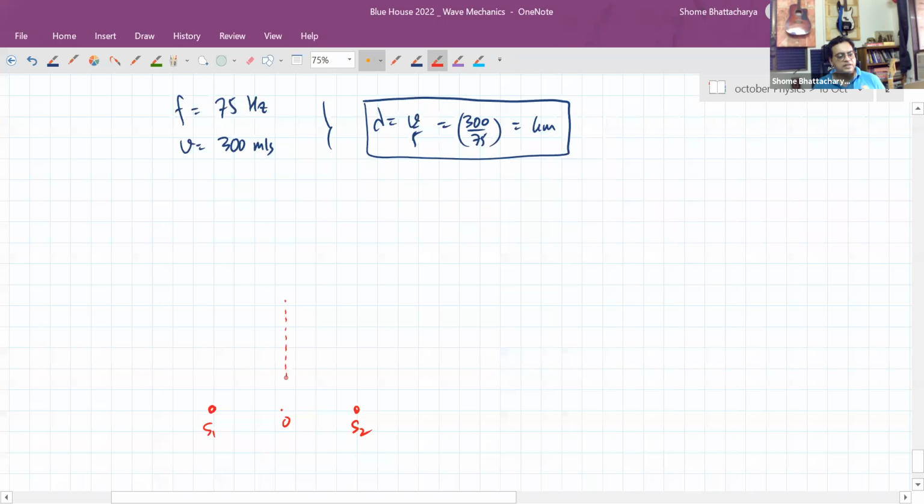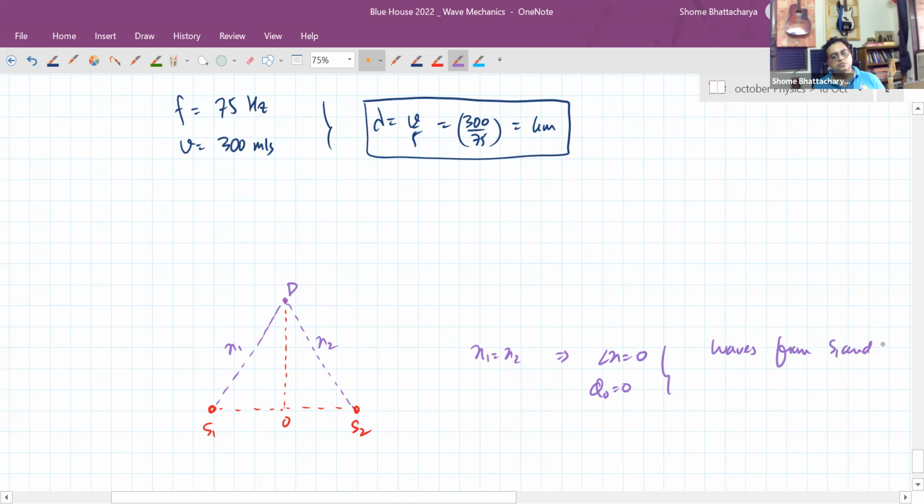So at that point of time, the detector is equidistant from them. So the path difference is zero at this point of time. When the detector is here, at this distance x1 and x2, the path difference is zero and there is no initial phase difference. So that means waves from the sources S1 and S2 are in phase, because the sources themselves are in phase and the waves are traveling the same distance.